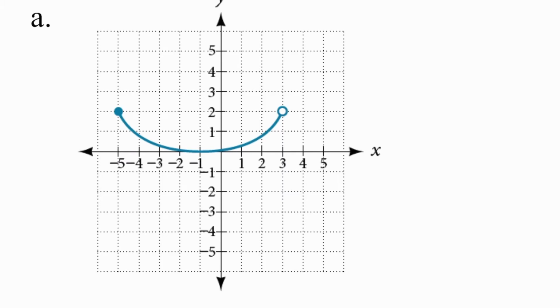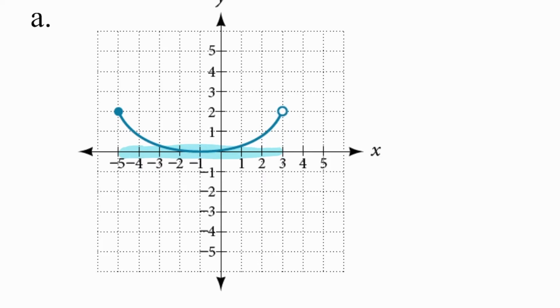So if I look at the horizontal space that this graph covers, it goes from -5 up to 3. Notice that at -5 we have a filled in dot. So that point, -5 comma 2, is actually used. That's part of the graph of the function. So -5 is an input. At the other end, notice that there's an open circle, meaning that the ordered pair 3 comma 2 is not part of the graph. So 3 is not included in the domain.